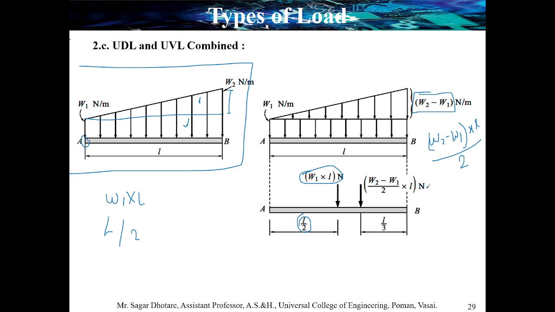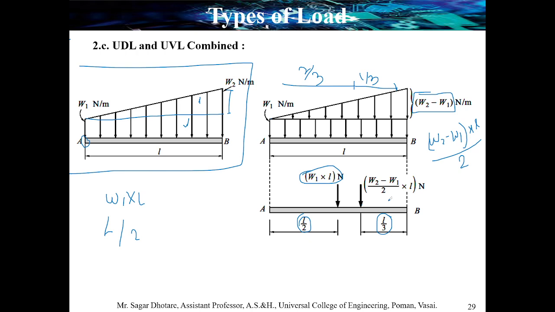Now the location. As we know, from this point to this point it should be two-thirds of the length, and from here to here it should be one-third. So we can directly find it from point B, that is one-third of the length. So the placing of this single point load is done.